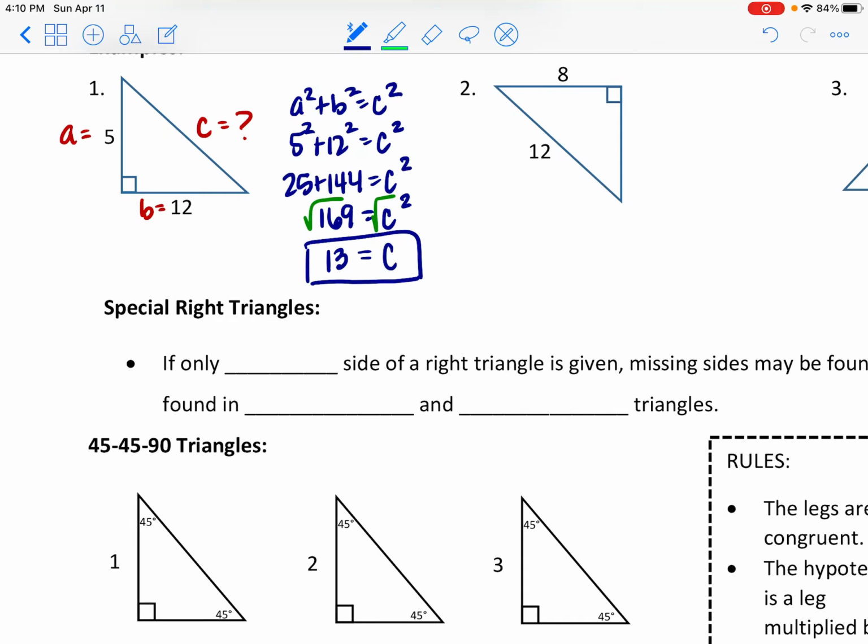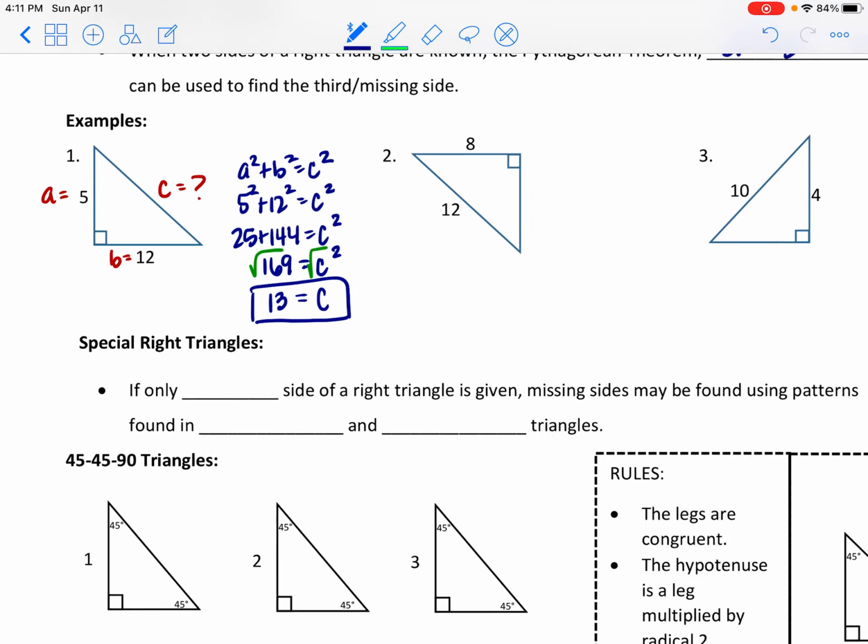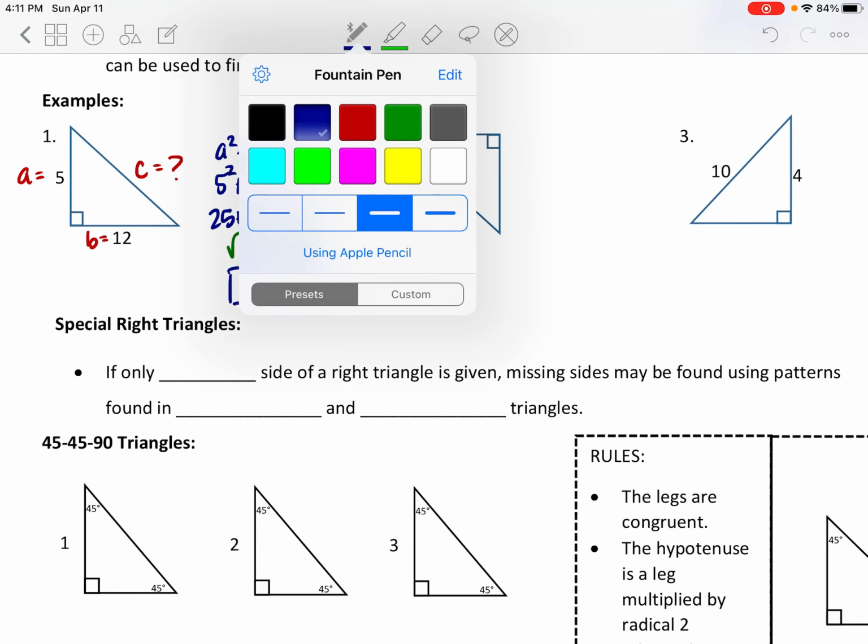That's a pretty common one, the 5, 12, 13. It's what we call a Pythagorean triple, one that occurs often. If you wanted to commit 5, 12, 13 to memory, that would save you a bit of time here and there. Okay, let's try another.